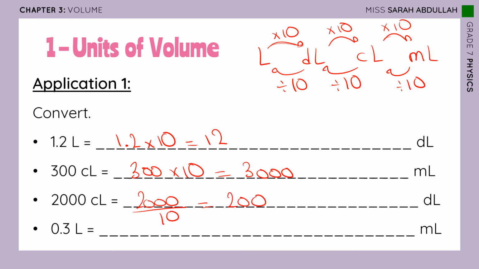And the last one, I have 0.3 liters. I need to convert to milliliters. So how many steps am I taking? 1, 2, 3 steps. So I have 0.3 times 10 and then times another 10 and then times another 10, because I took 3 steps. So this is equal to 300 milliliters.